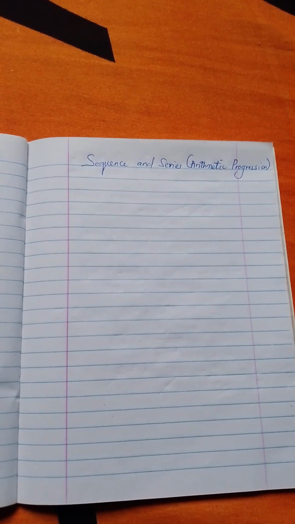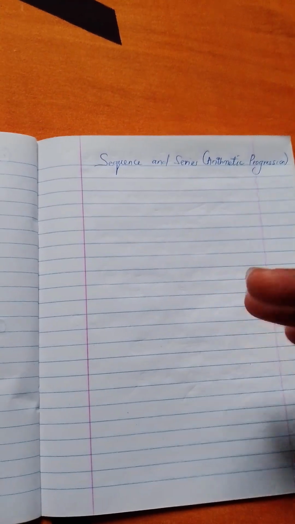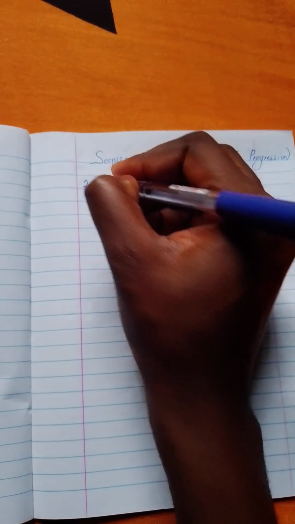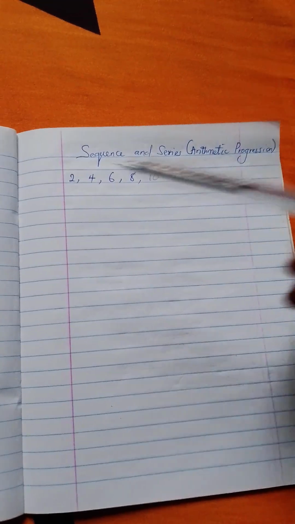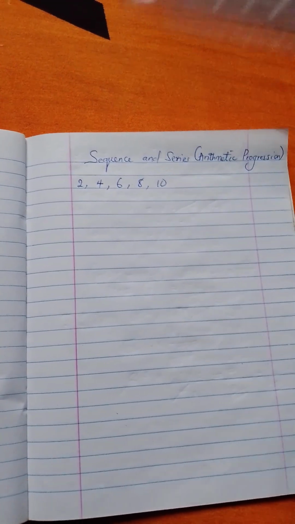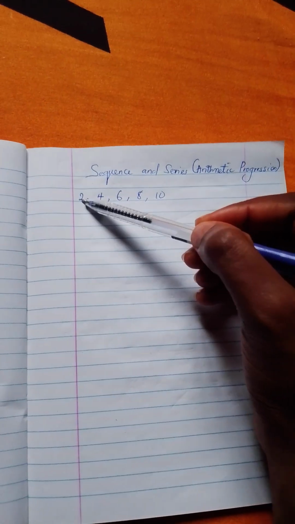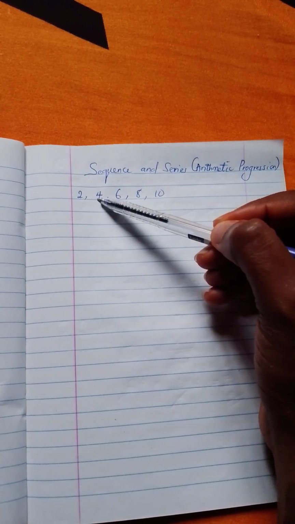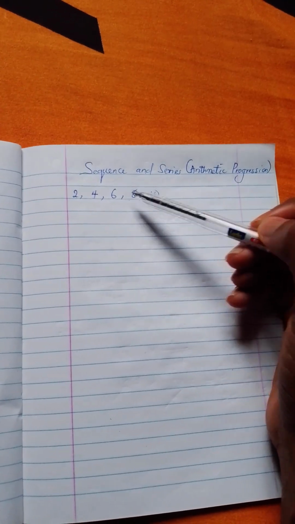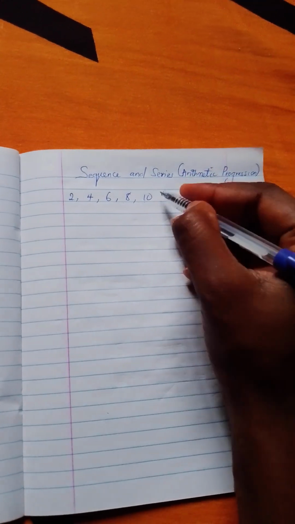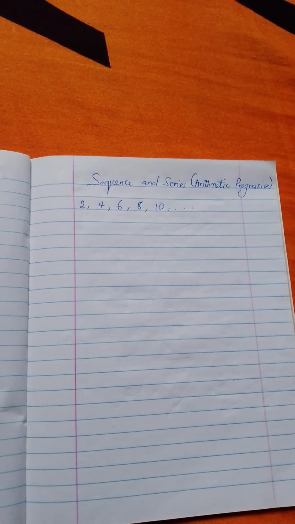Now I'm going to first of all start by explaining sequence. Most times when we are given a range of numbers or a group of numbers, we do notice that these numbers follow a particular pattern. For instance, when I'm given 2, 4, 6, 8, 10, you notice that these numbers increase by 2. This is 2 here, and now I have 2 plus 2 to give me 4. I have 4 plus 2 to give me 6, 6 plus 2 to give me 8, 8 plus another 2 to give me 10. And so on and so forth.